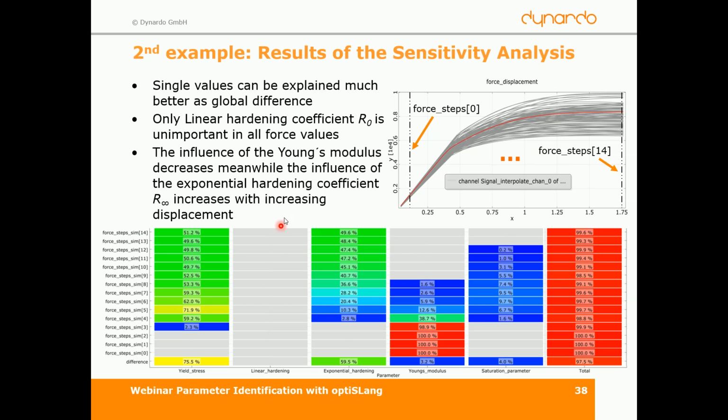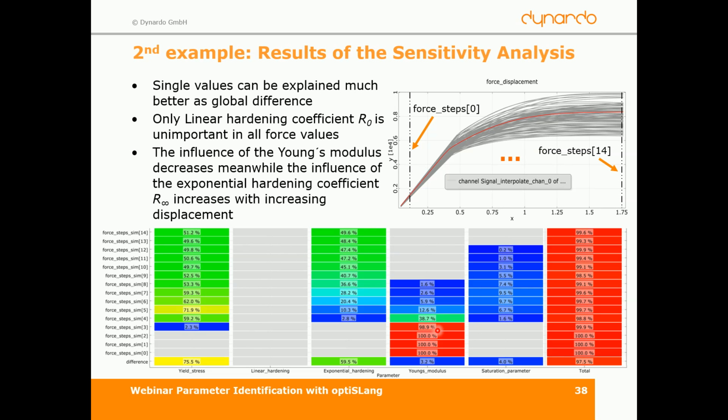And the next one is that this linear hardening coefficient is unimportant for this response force step and also for differences. Why? This linear coefficient describes the gradient at the end of the signal, and here you see all of the simulation curves have nearly no gradient at the end, and so this linear hardening is really unimportant for all the responses between these lower and upper bounds.